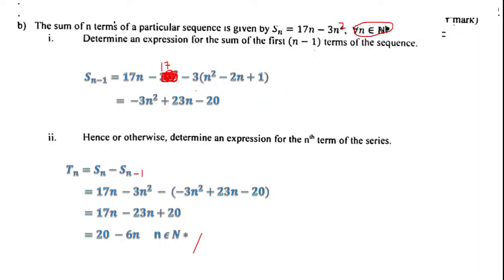N star means the set of all natural numbers excluding 0. So whenever you see the star, it means exclude 0.